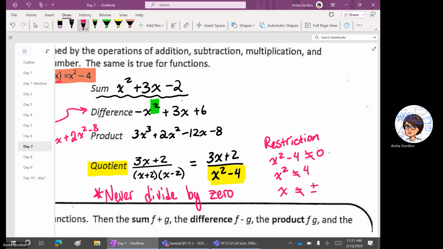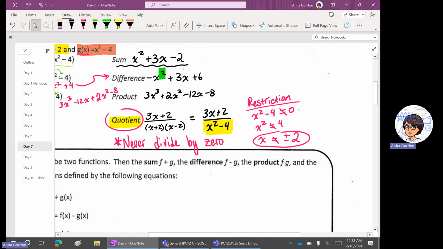Positive or negative 2, right? Because if it's positive 2, 2 squared is 4, 4 minus 4 is 0. If it's negative 2, squared is, again, positive 4, 4 minus 4 is 0. So we have to think about restrictions when we do the quotient of two different functions.